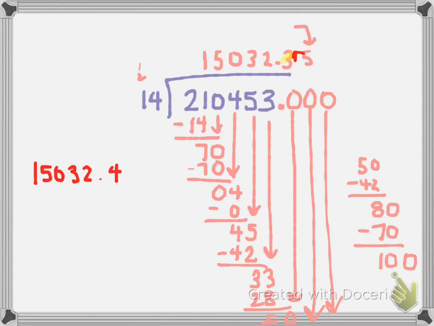Okay, division algorithm. You just got to keep following the steps. Divide, multiply, subtract, bring down. Divide, multiply, subtract, bring down. Keep going until you get your answer.